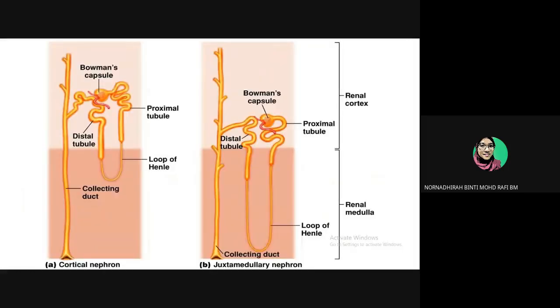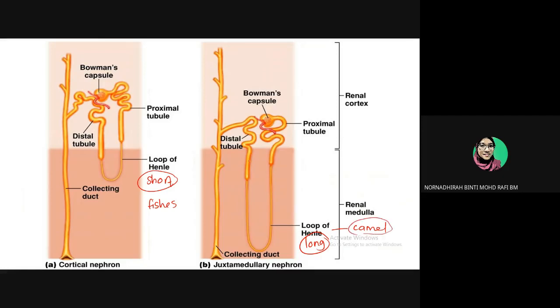Alright, so kita tengok pula the comparison between these two types of loop of Henle. One is the short loop of Henle. The second one is the long loop of Henle. So kita compare, contohnya animal yang ada short loop of Henle adalah animal yang live in water. For example, fishes. For the long loop of Henle, for example, dia hidup di tempat yang panas, for example in desert. Contohnya camel. Kita ambil contoh paling mudah lah, camel.